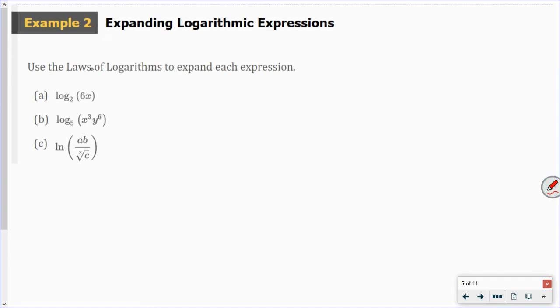Okay, so again, using laws of logarithms to expand the expression. Now these are condensed, and we want to expand them as much as we can. So here I see multiplication. So I have log base 2 of 6 plus log base 2 of x. And then I need to look again to see if I can reduce these numbers into integers, or if I can bring down an exponent or anything like that. With this one, I can't, so I'm going to leave it right there.